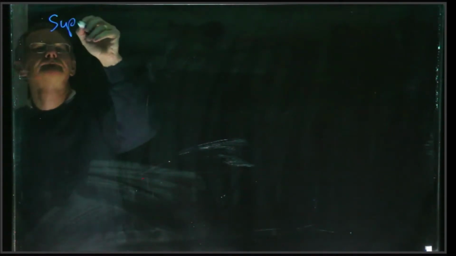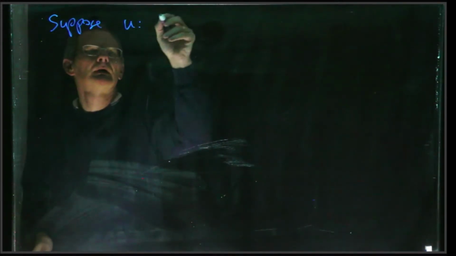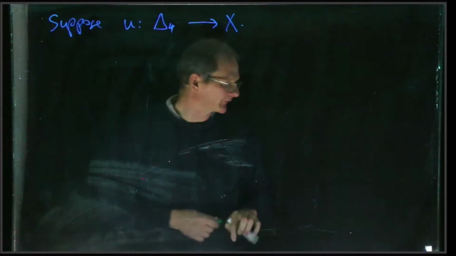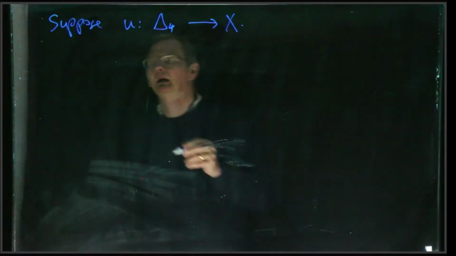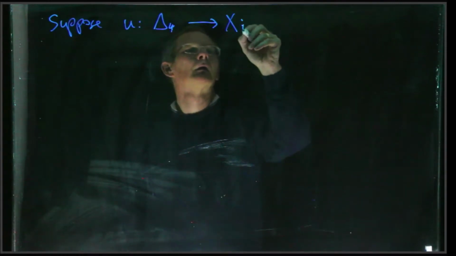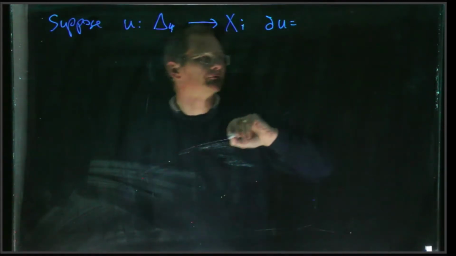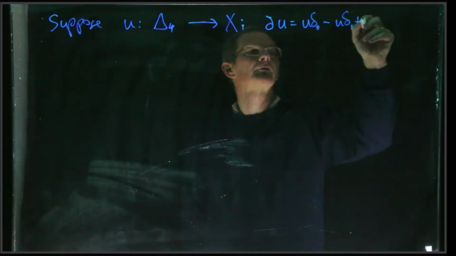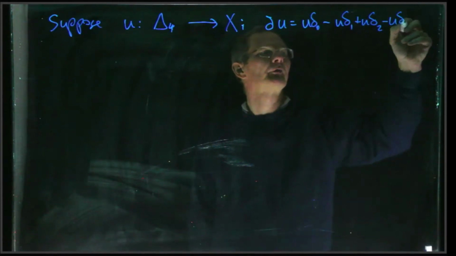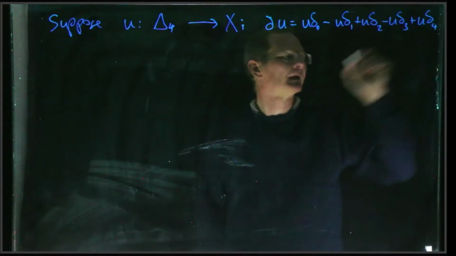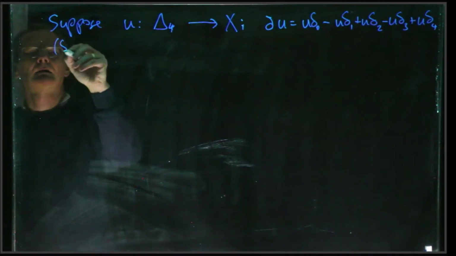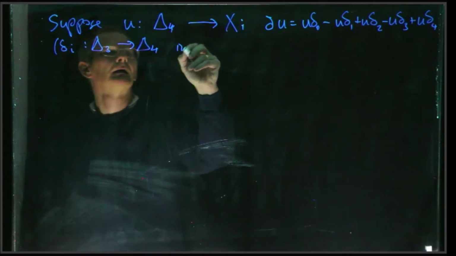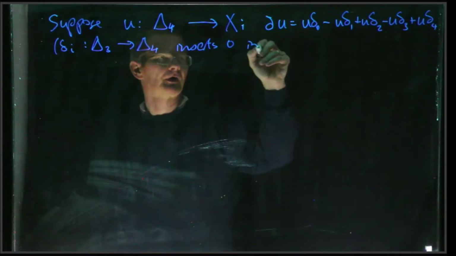So suppose, for example, we've got some u, which is going to be a 4-simplex. So it's a singular 4-simplex. It's a continuous map from Delta^4 into X. So remember that the boundary of u is going to be u composed with delta_0 minus u composed with delta_1 plus u delta_2 minus u delta_3 plus u delta_4, where delta_i here is a map from Delta^3 to Delta^4, which inserts 0 in position i.